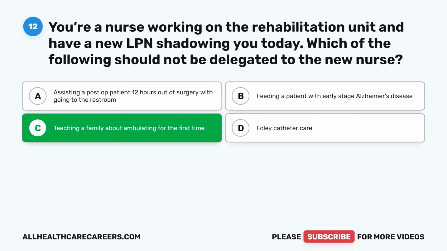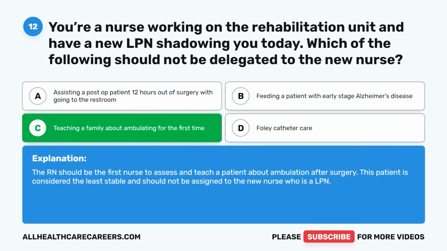Teaching a family about ambulating for the first time. The RN should be the first nurse to assess and teach a patient about ambulation after surgery. This patient is considered the least stable and should not be assigned to the new nurse who is an LPN.